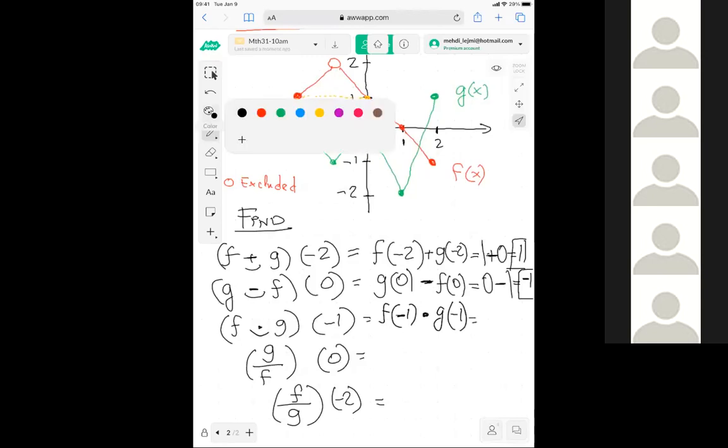Now, f of negative one. Here's my x equal to negative one. Well, f is the red graph. If you go up here, you intersect this point, but this is excluded, right? So it's actually undefined. So f of negative one is undefined, because of this empty circle, this empty dot here. So if f of negative one is undefined, the whole product is undefined. So your answer here should be undefined.